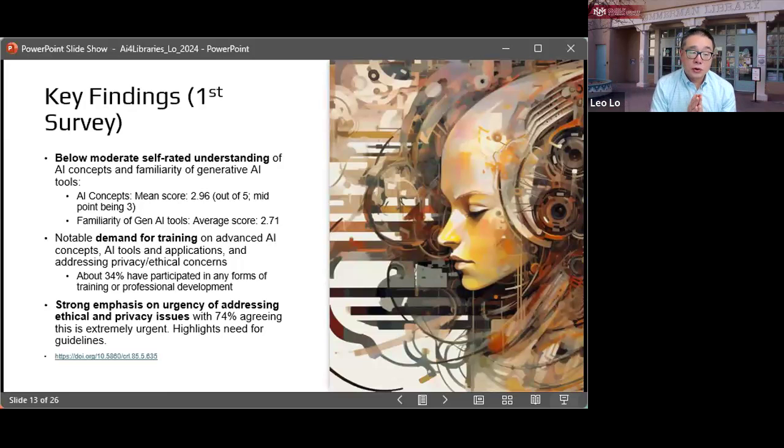And there was a really strong emphasis on the urgency of addressing ethical and privacy issues, with 74% of the participants agreeing that this is extremely urgent, and it highlights the need for guidance or guidelines, basically.